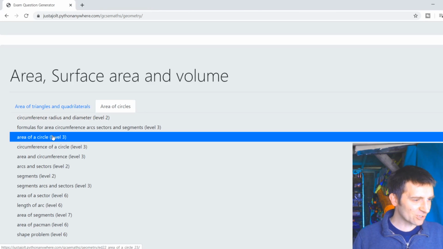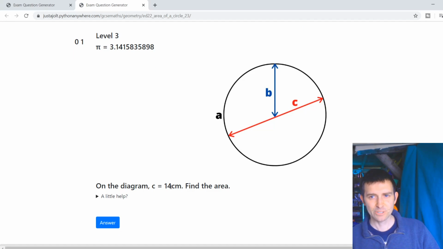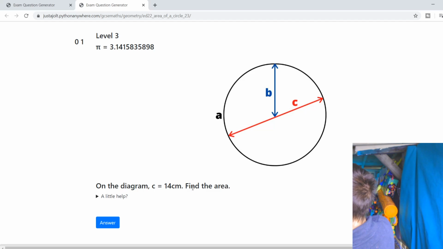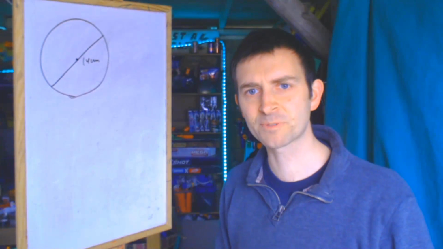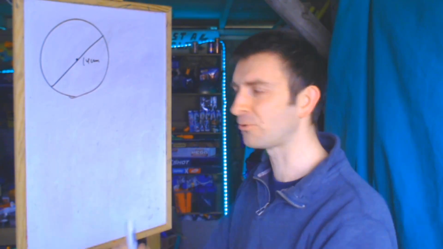So, area of a circle questions. Let's do a couple of these. So on the diagram, C equals 14 centimeters. Find the area. Well, let's do this then. I'm just going to scrub this off the board here. We've got a new circle, and C, which is the diameter, is equal to 14 centimeters, and we've got to find the area. So the first thing I'm going to do is write the formula for the area. That's the best, most wonderful thing you can do to begin with.